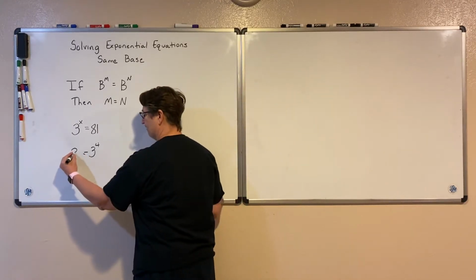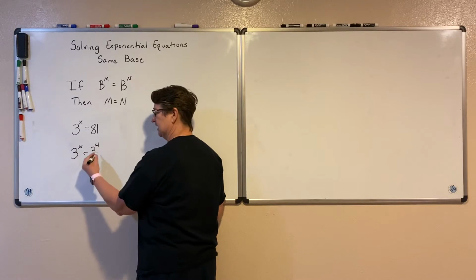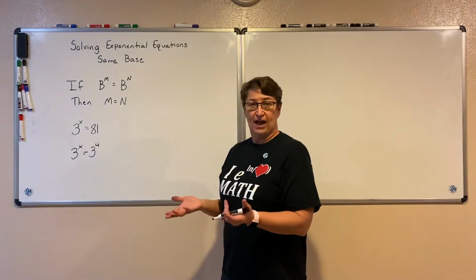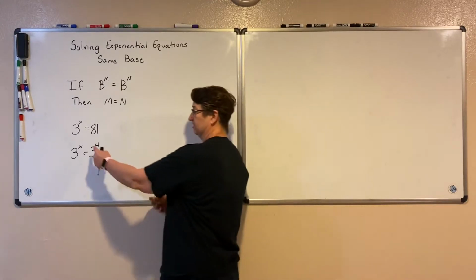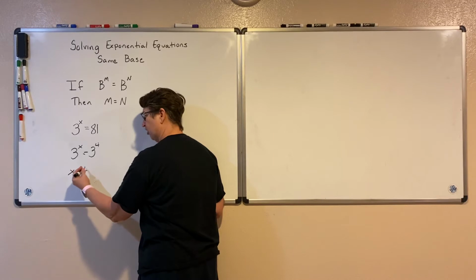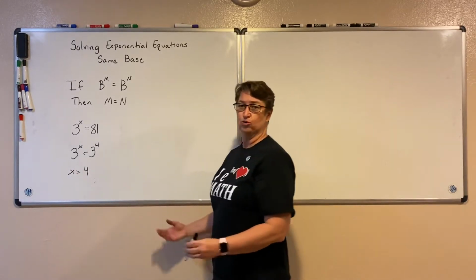So now I have 3 to the x is equal to 3 to the 4th. When their bases are the same, then their exponents must be the same. This x must equal 4. We have solved that exponential equation.